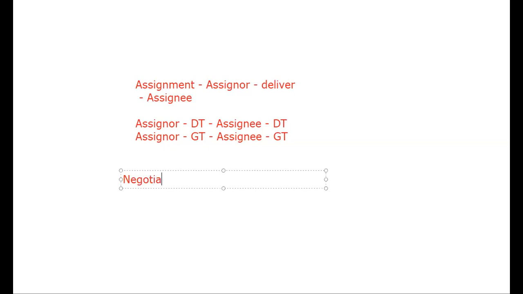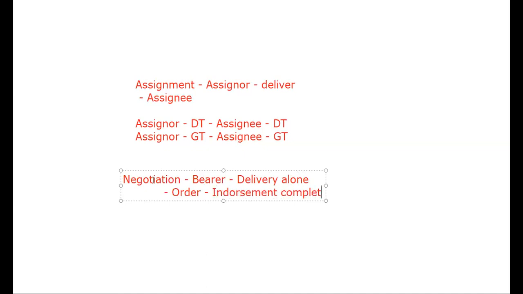So in negotiation, as long as you complied with the same, for example, if it is payable to bearer, then the proper way on how to negotiate it would be by way of delivery alone. Whereas, if it is a payable to order instrument, then the proper way on how to negotiate it would be endorsement completed by delivery. So, ganon.